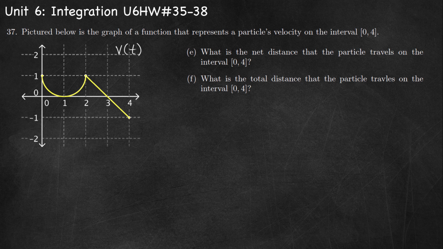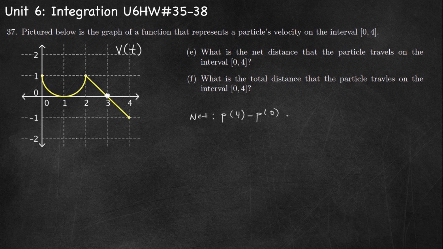And part E and F, what is the net and total distance that the particle travels on the interval from 0 to 4? Well, the particle does change direction at 3. We can see that on the graph because the velocity changes from positive to negative. So we're going to have to split this interval into 2 subintervals. We'll find the distance traveled from 0 to 3 and then from 3 to 4. Now, if we just want net distance, like part E, we don't have to split it. We can do that with a single calculation. So for net distance, we would want P of 4 minus P of 0.